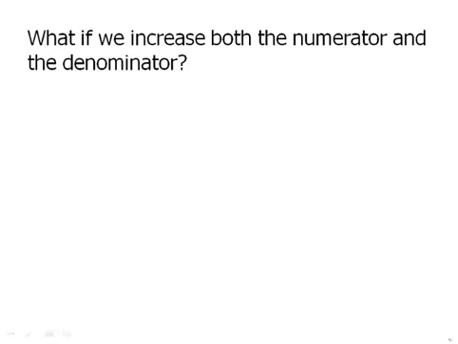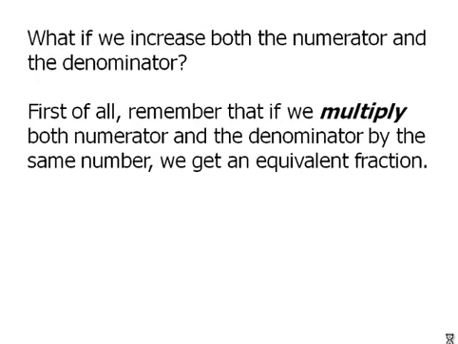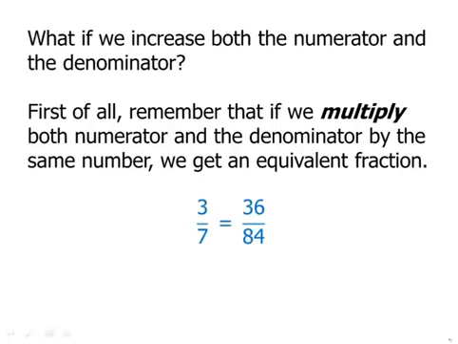What if we increase both the numerator and the denominator? Does that make a fraction bigger or smaller? Well, it depends. First of all, it depends on how we increase. Remember that if we multiply both numerator and denominator by the same number, we get an equivalent fraction. So for example, we start with 3/7, multiply both numerator and denominator by 12, we get 36/84. Those are two completely identical fractions, the same mathematical value. We can put an equal sign between them. We do not change the value at all in that case.